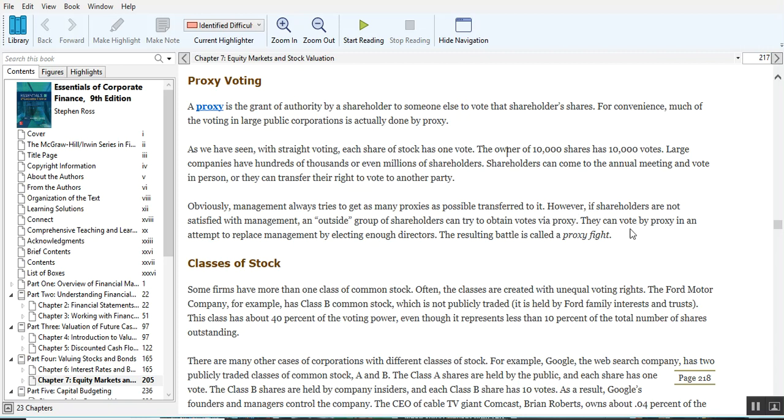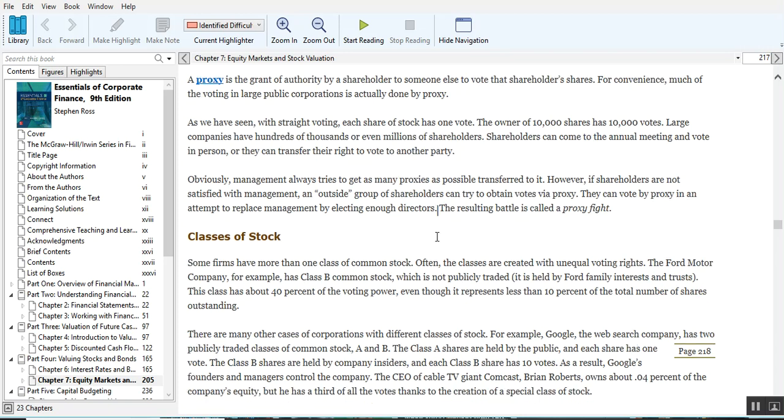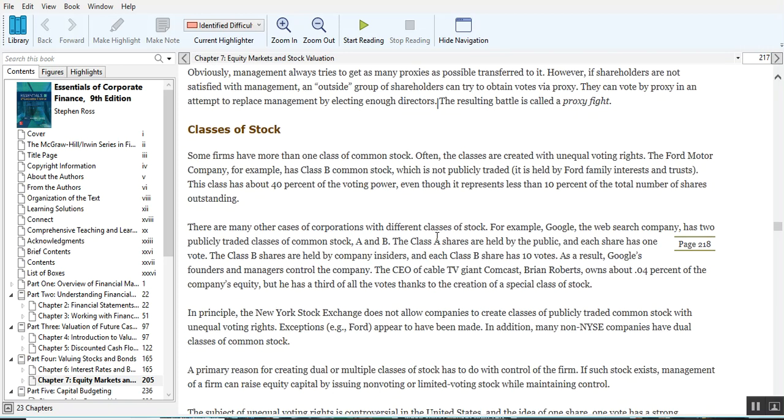Now, sometimes if it gets too nasty and they line up these proxies and they want to replace management through an election of a lot of directors or different directors, they call that a proxy fight, where you actually get people trying to accumulate proxies in different camps so they can win the vote for the board of directors.